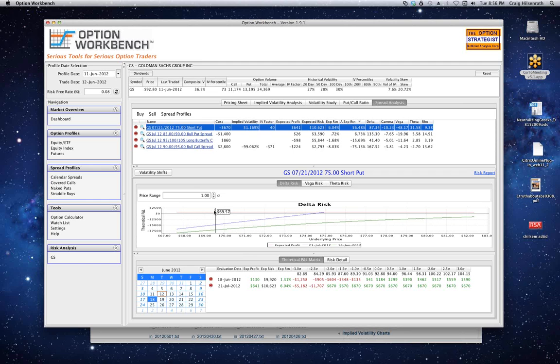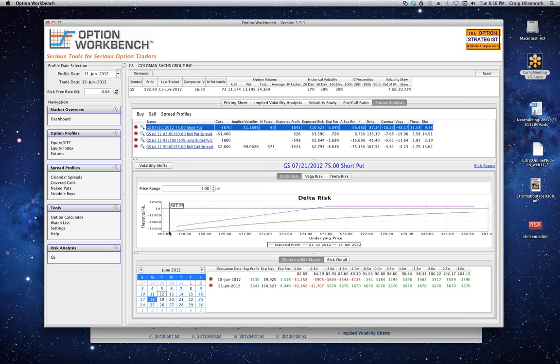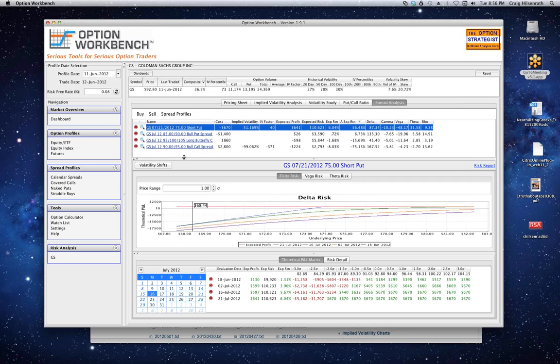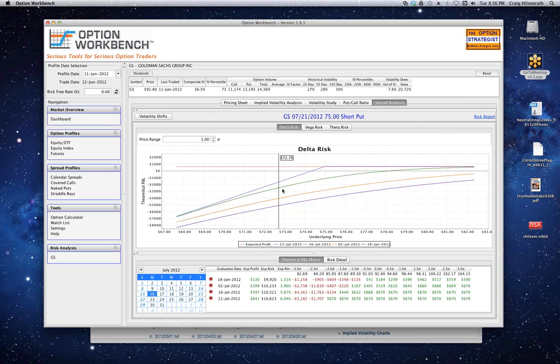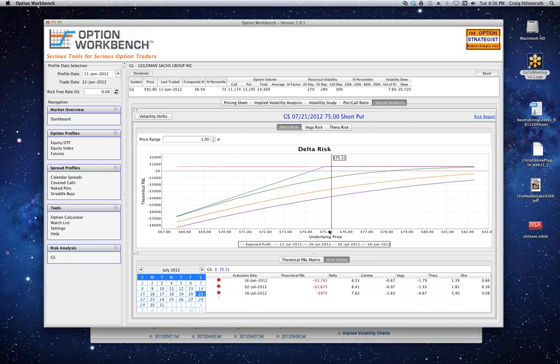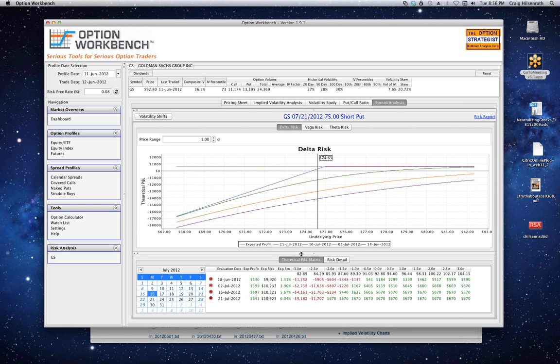This brings us to the third way that we use Option Workbench, which is to change our volatility assumptions. So I'll put a couple more dates in here. We have a little bit more to look at. Here, I'll collapse this so we can see the graph. Here you get a good idea of what your profitability looks like under the current volatility scenario on different dates, and it shows you the P&L matrix. The risk detail screen shows you what the numbers are based on moving the cursor around the underlying price.